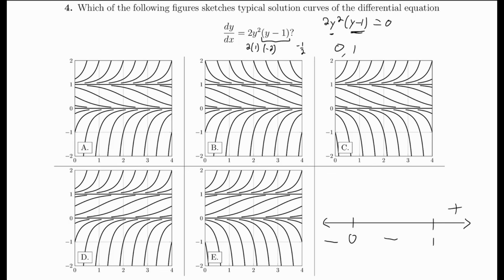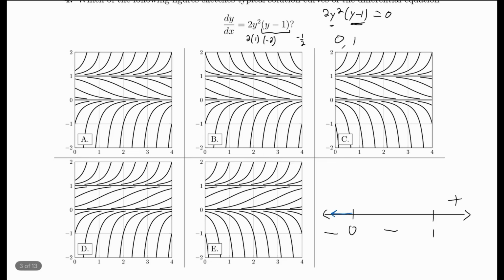We can go ahead and draw our arrows in here, going to the left where we're negative, and to the right where we're positive. You can see we're going to have an unstable equilibrium here at 1, and our graph should just pass right through 0. We can go ahead and start checking this against our graphs that we're given now. We're looking for something that's decreasing below 0 and between 0 and 1, and something that is increasing as we move to the right greater than 1.